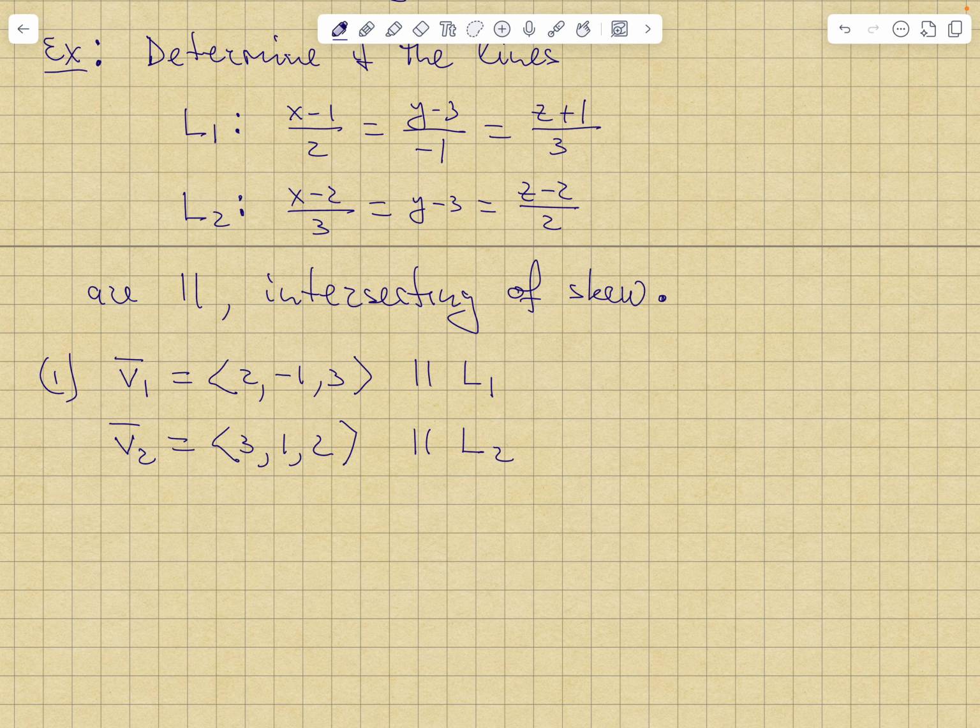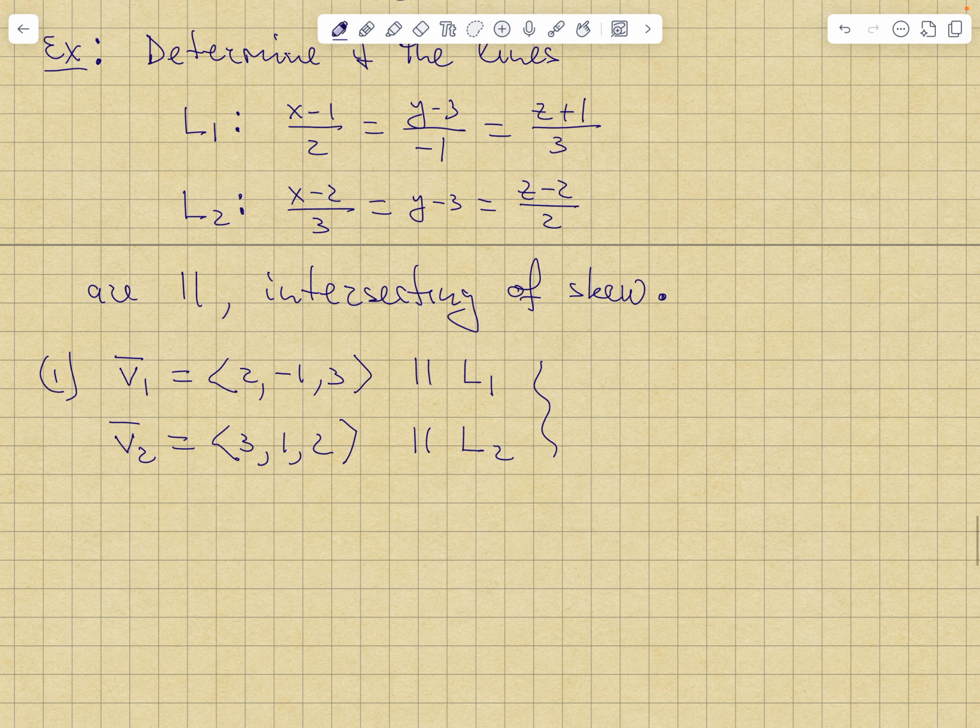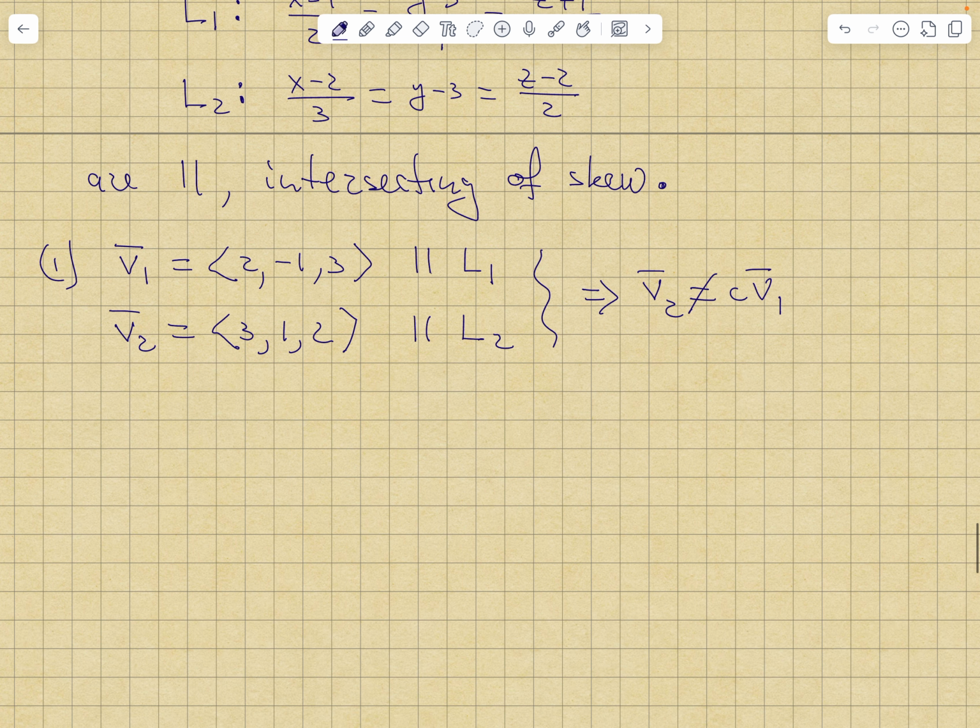In particular, because to get from here to here, I must multiply by positive 3/2, but from here to here by -1. So V2 is not equal to a scalar times V1, so V2 is not parallel to V1, and therefore L2 is not parallel to L1.